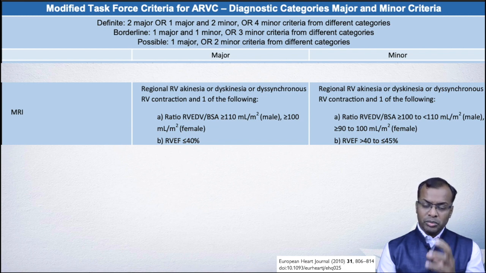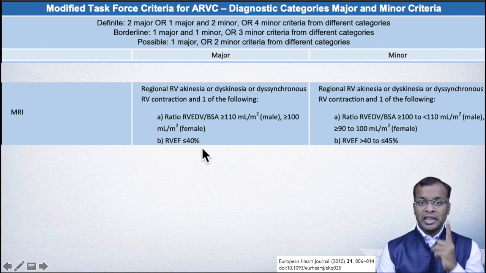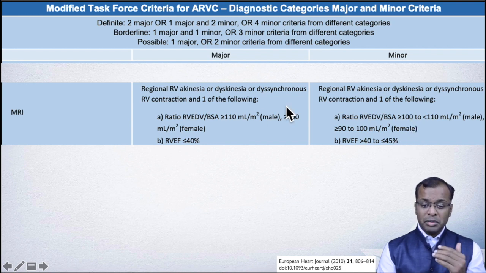Remember here, what is important is that if you have a patient who satisfies both the volume as well as the ejection fraction criteria, it is still considered as one major criterion. So you can't have two major criteria from cardiac MR. Similarly, if the volumes are enlarged but not reaching up to this, for example in men between 100 to 110 and in women between 90 to 100, then it becomes a minor criterion. And if the ejection fraction is 40 to 45%, then it becomes a minor criterion.